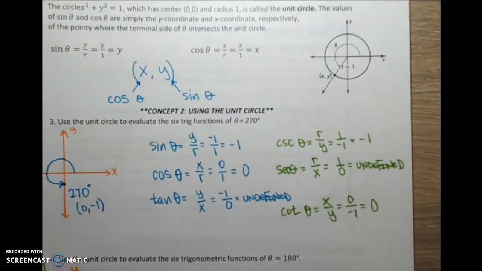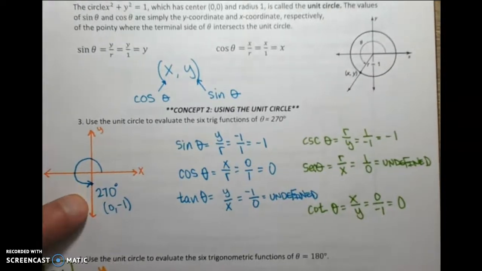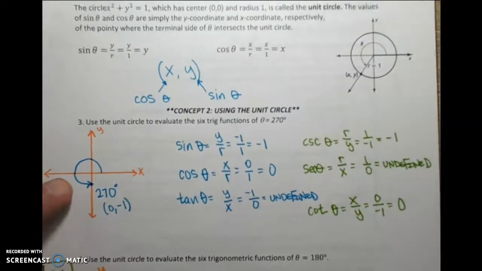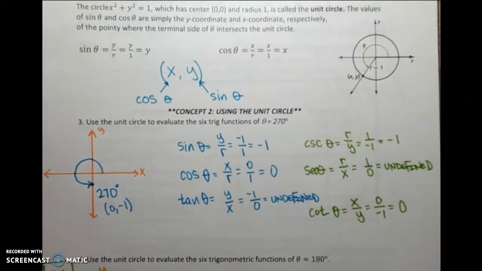Okay, so when we use the unit circle, r is always 1. So if it lies on the x or y axis, that's basically when we're using it. And in this case, you would just go down 1, so it's 0, negative 1, because the radius is 1.